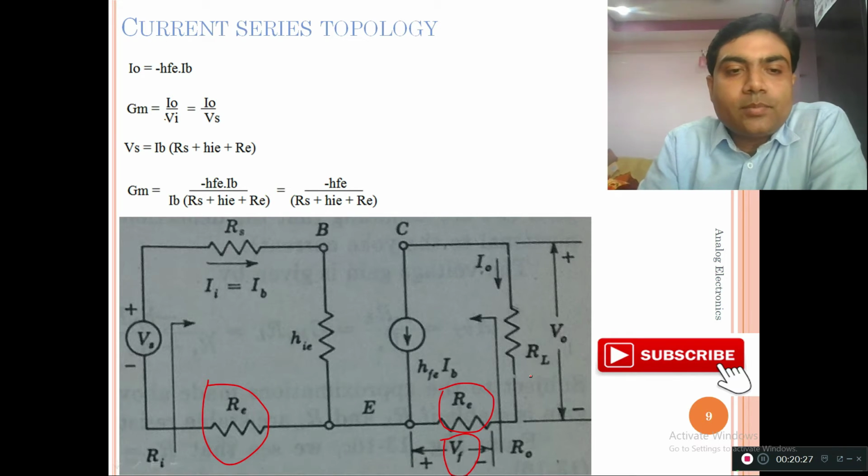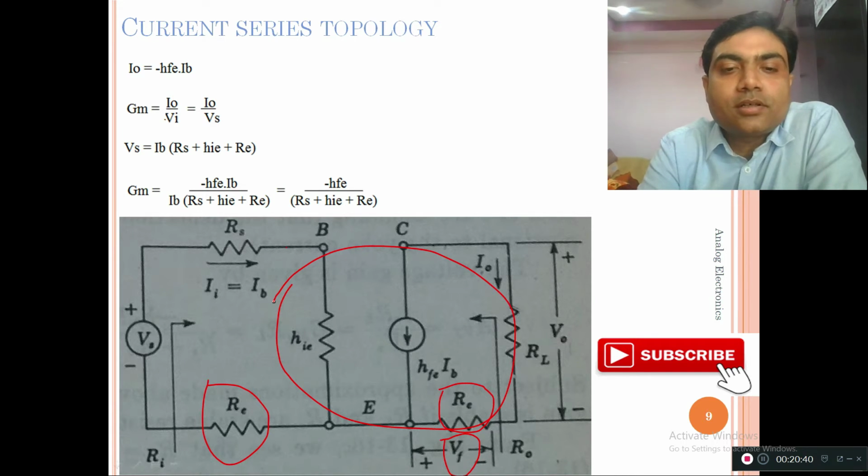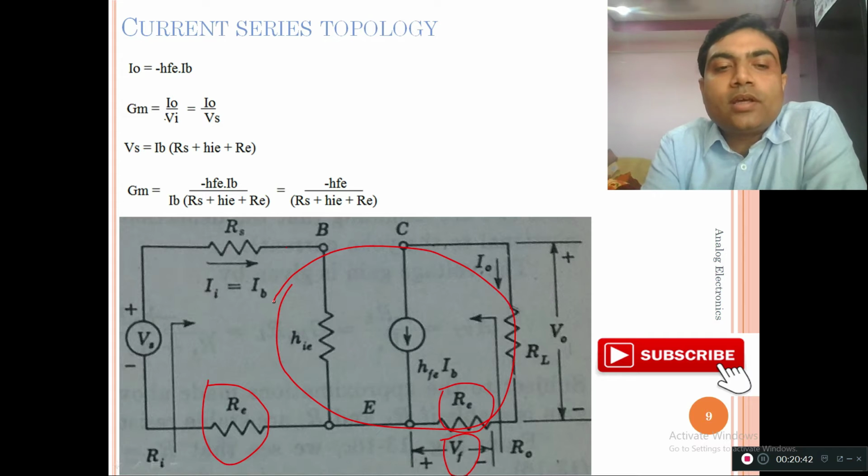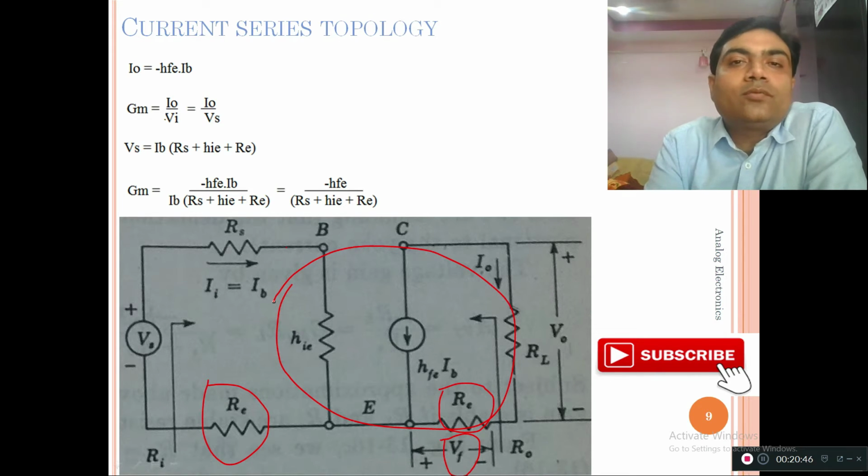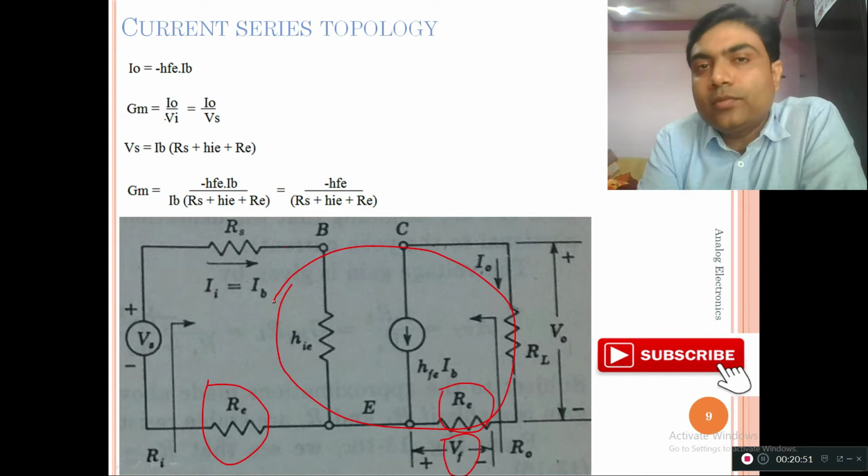So it is just a matter of analysis now. Once we determine the input and output circuitry, this is the transistor representation, the hybrid model of the transistor, HIE and HFE into IB. If I am only representing HIE and HFE, I am going for the approximate analysis because I am not interested in calculating the HOE value.